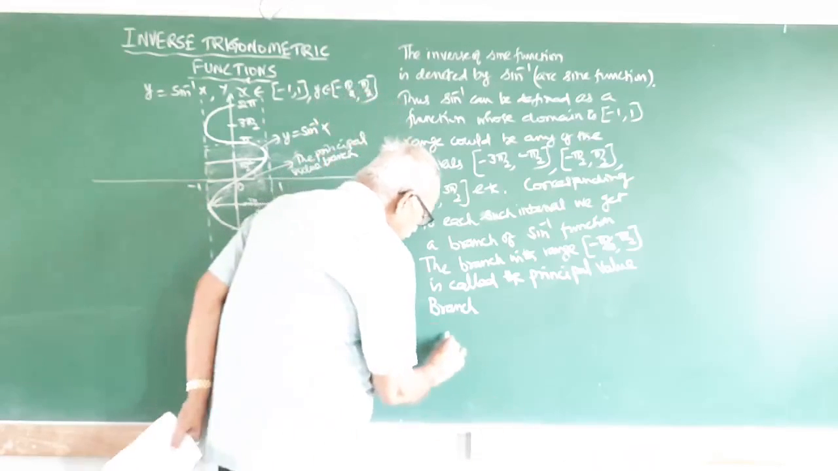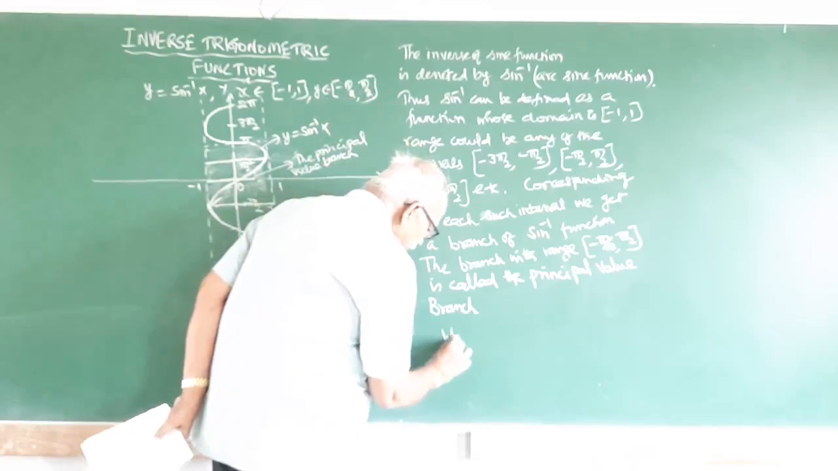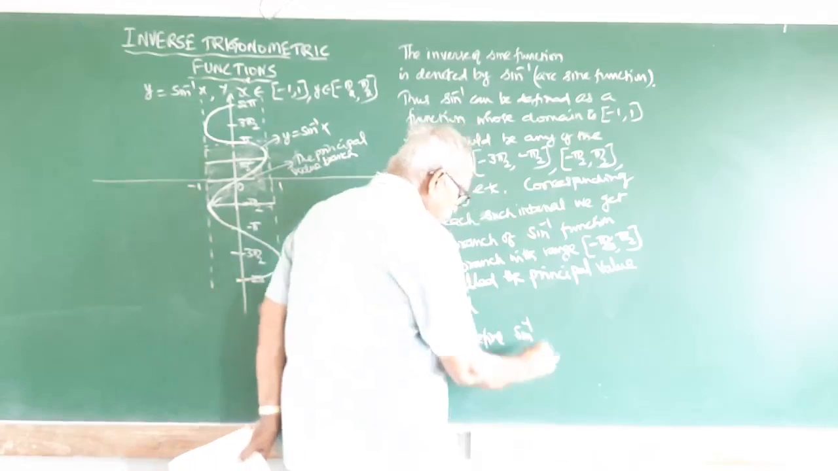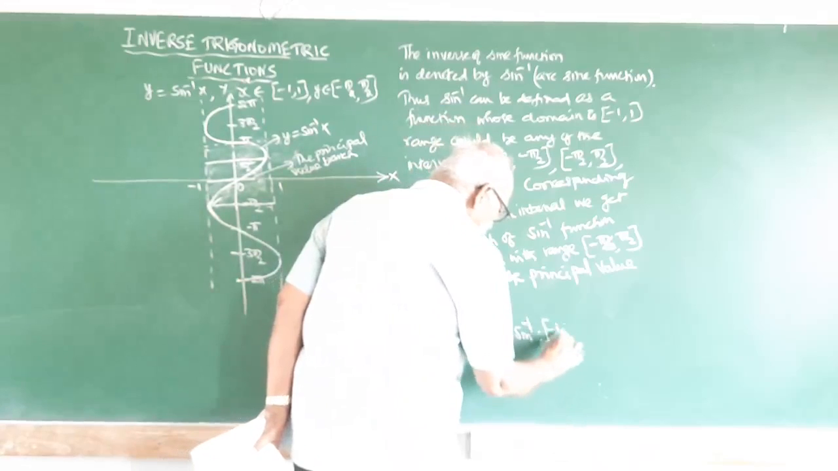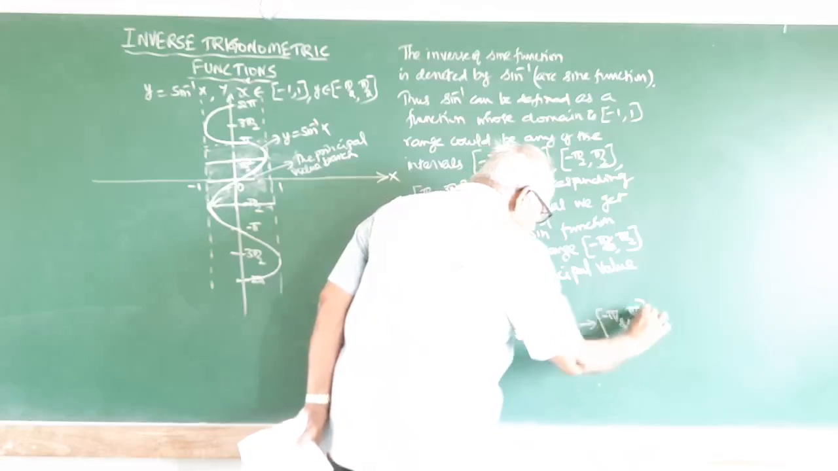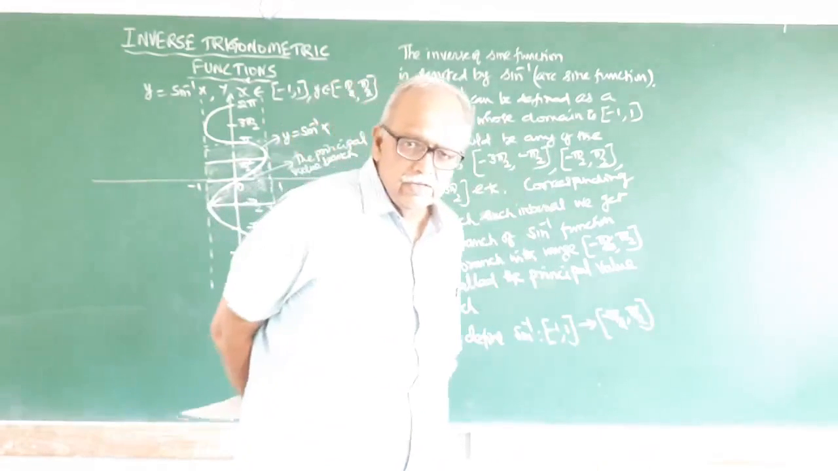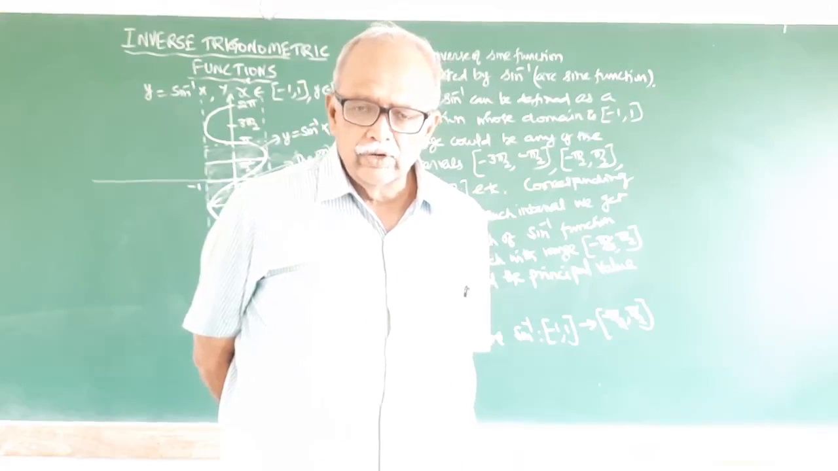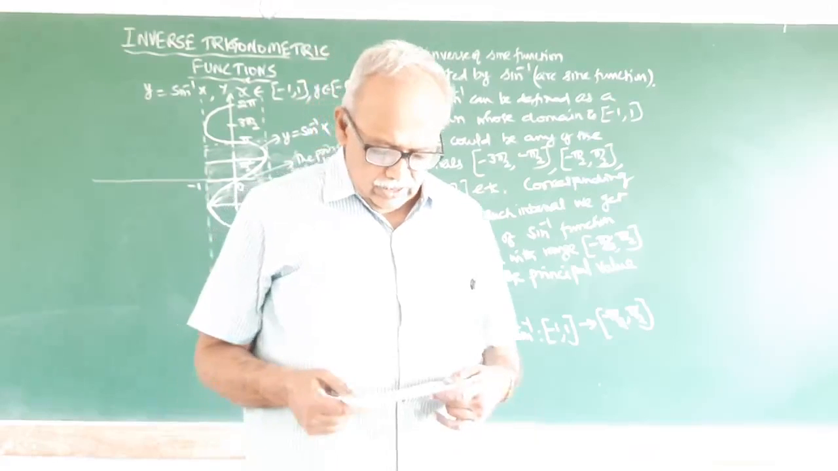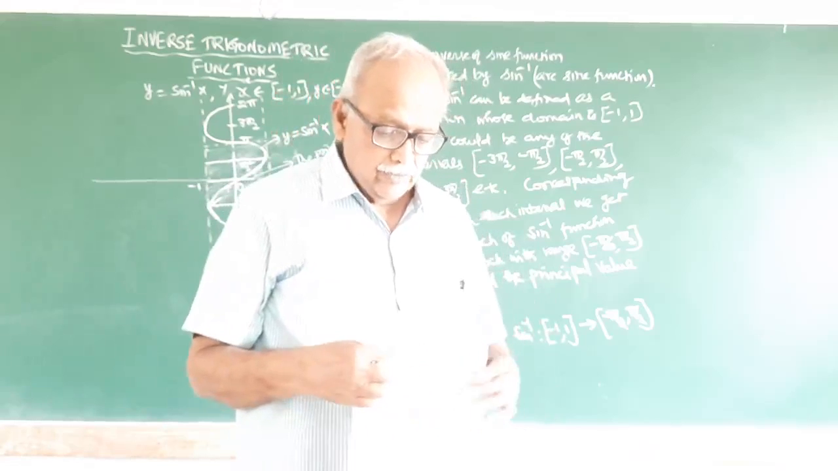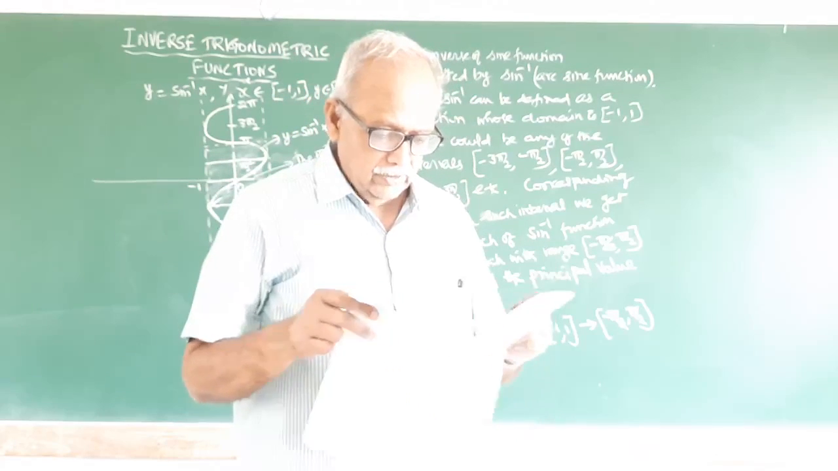Now we define sine inverse as a function from the closed interval minus 1 comma 1 to the closed interval minus pi by 2 comma pi by 2. So we define the sine inverse function from domain to range minus pi by 2 comma pi by 2. So this completes the sine inverse function. There are some more items in sine inverse, and we will discuss that.